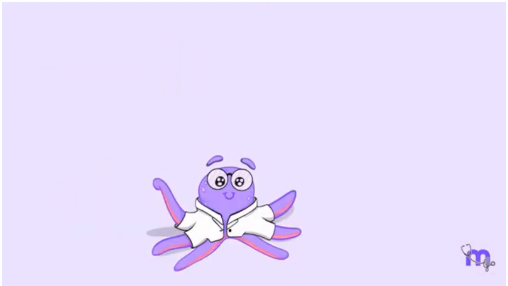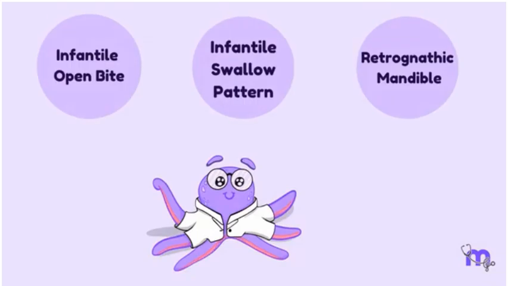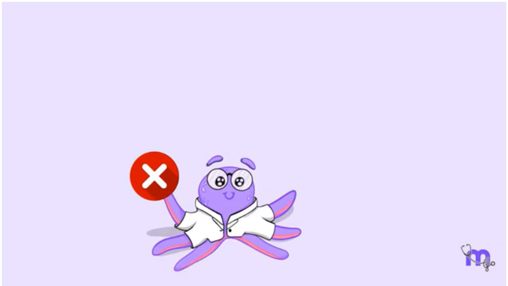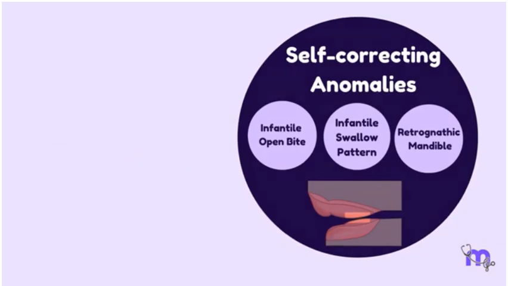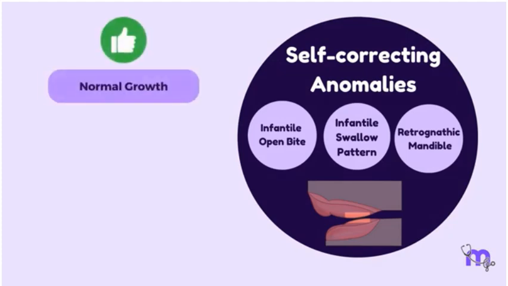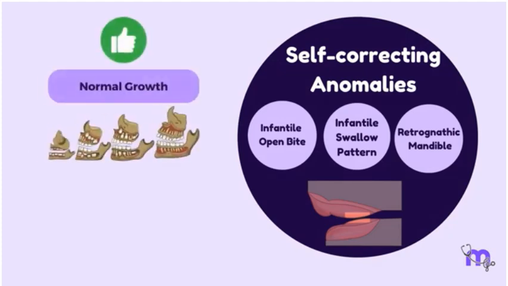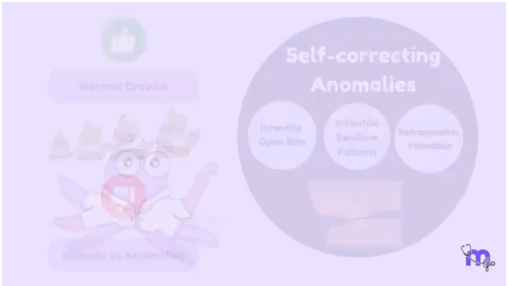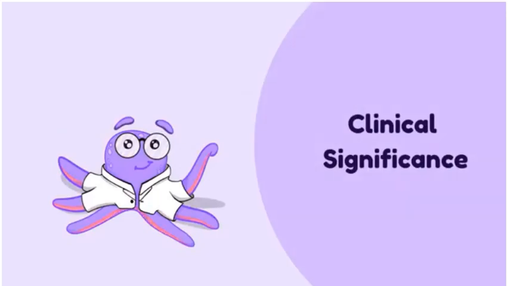Are you wondering how all these signs of malocclusion are considered normal at this stage? Do not be bamboozled. They are self correcting anomalies, which means these features get corrected by themselves as normal growth of the orofacial structures occurs. Upon failure in correction, they remain as anomalies. Let us get into the clinical significance.